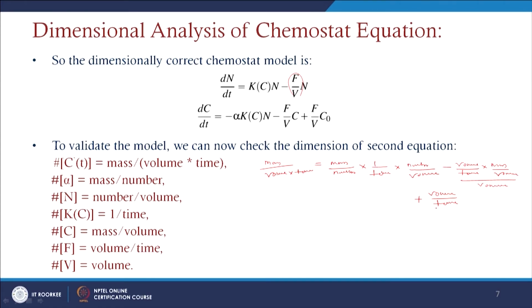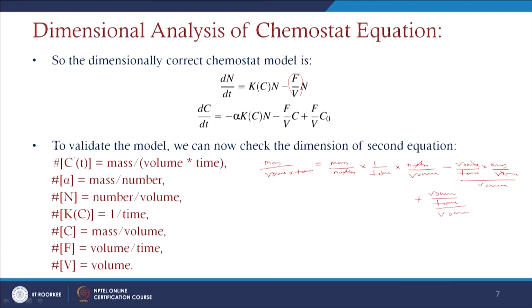So, divided by volume is defined as volume here. So, if you will just see here, the first one is mass per volume into time, then this is also mass per number into time, the number will just cancel out. So, we will have now mass by volume into time here. Then if you will just see here, the volume will just cancel out.